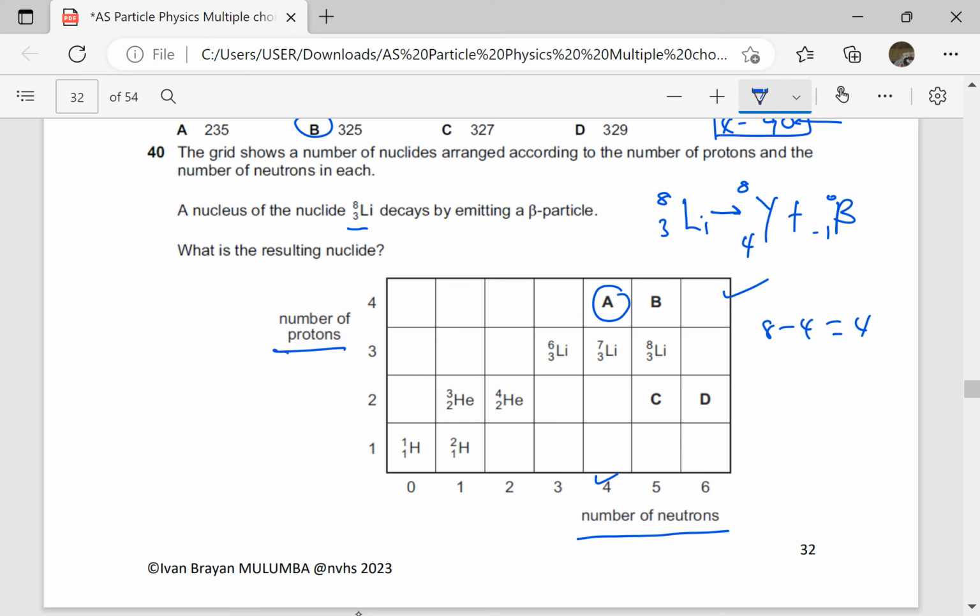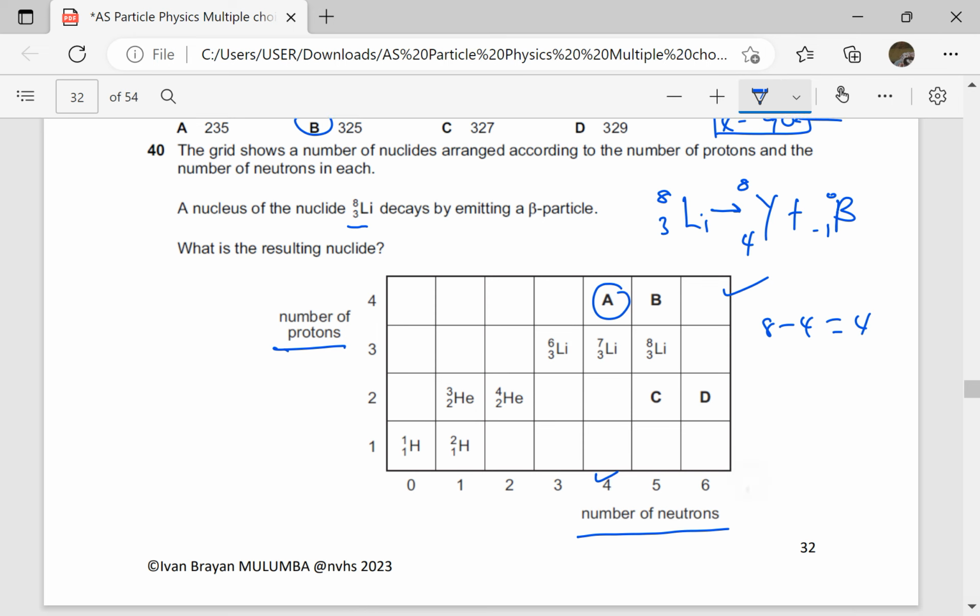So A has 4 protons, that means in the first row, and 4 neutrons, that means in this row here. So it means it's going to be A.